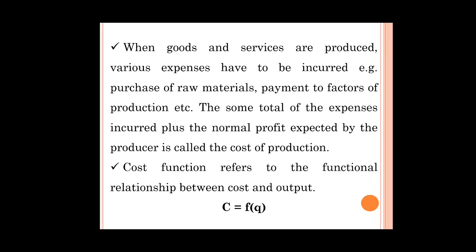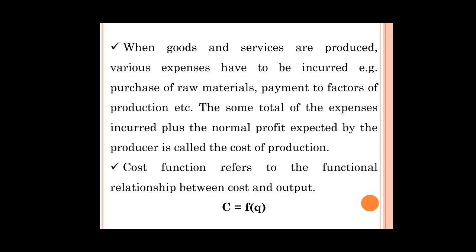First, factor inputs, that is land, labor, capital, and entrepreneur, which are called factors of production. And second, non-factor inputs, such as raw materials. Thus, cost of production refers to the expenditure incurred by a producer or a firm on the factor as well as non-factor inputs for a given amount of output of a commodity.